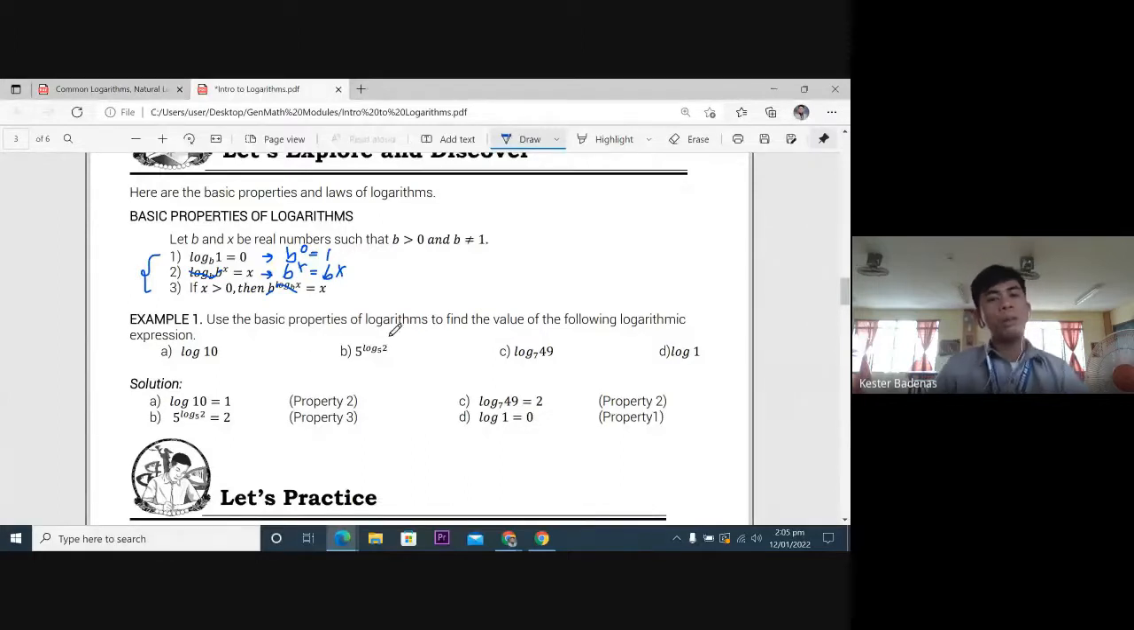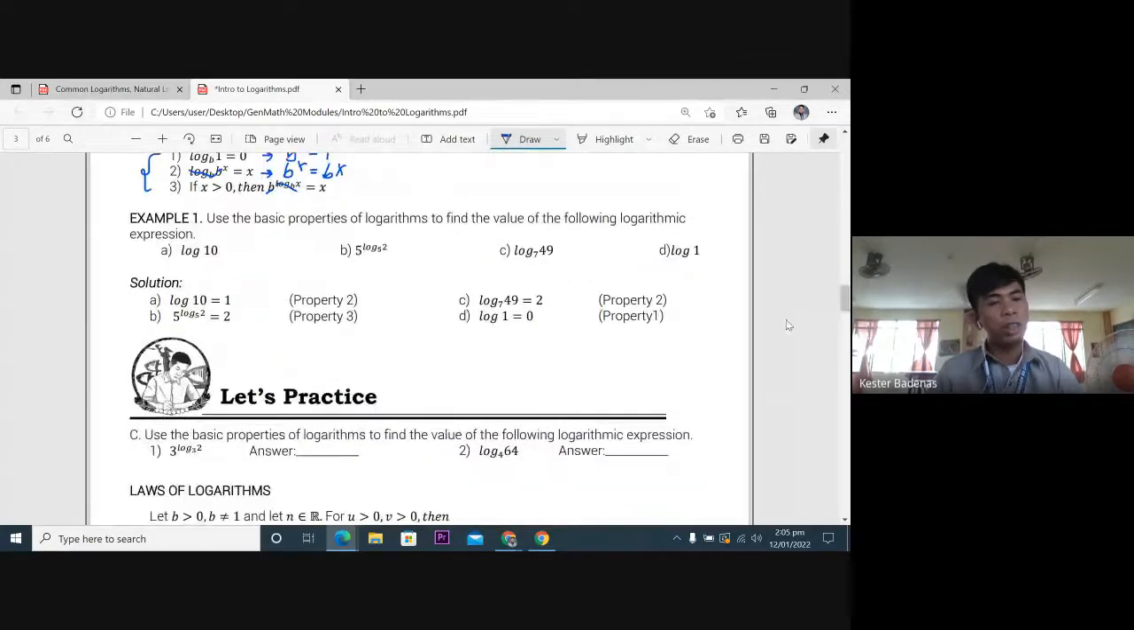So, use the basic properties of logarithms to find the value of the following logarithmic expression. So, we have here logarithm of 10. So, the answer is 1. Bakit? Ayun, class, logarithm of 10 to the base 10, di ba? Cancel. Ano yung matitira? Yung exponent. Ano yung exponent ng 10 dito? May 1 dyan, di ba? So, 1 ang answer. Saka class, hindi 0 yung answer. Mamaya, 0 ilagay nyo, sipain ko kayo. Char lang. Okay, 1 ang answer, ha?